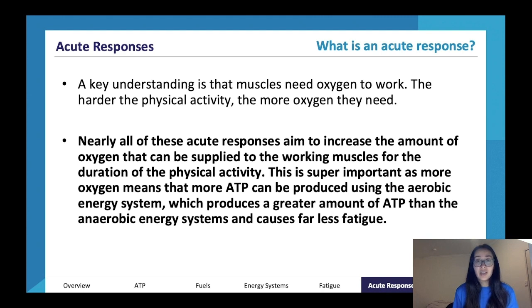That was a pretty big slab of text, so pretty much what we're saying here is ultimately our acute responses want to increase the amount of oxygen going to the muscles. This means that we can use more of the oxygen energy system, which is the aerobic system. Therefore, we use less anaerobic system. Therefore, we produce less fatigue, and therefore we can work more effectively.